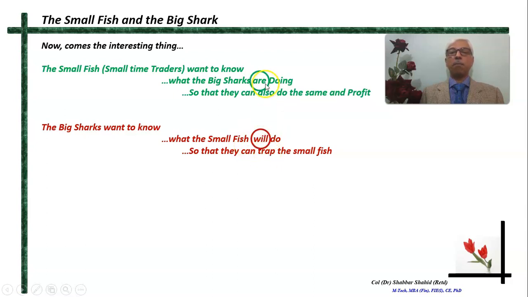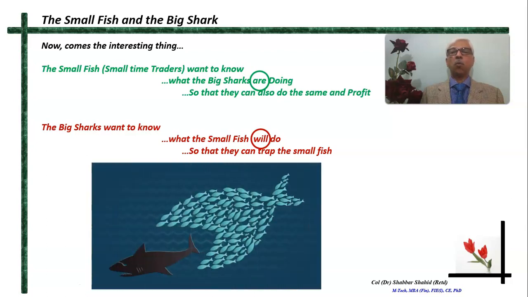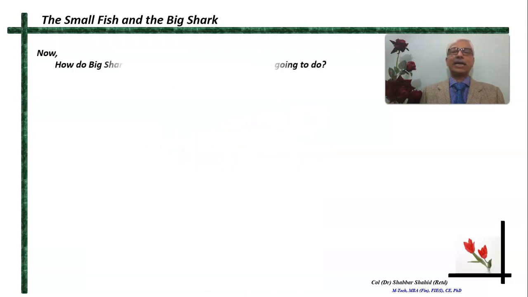All right? Mark these words. We want to know what the big sharks are actually doing. But the big sharks want to know what we will be doing, not what we are doing. Okay? Why? So that they can lay a trap for us. Got it? Try and understand this. Now, how do the big sharks come to know as to what people like you and me are going to do? How will they come to know?